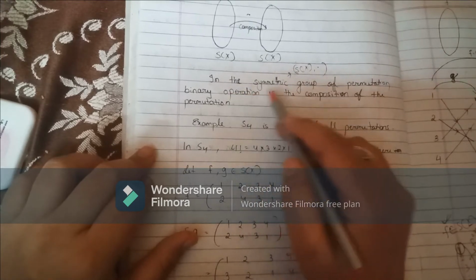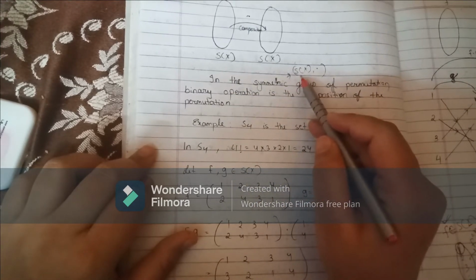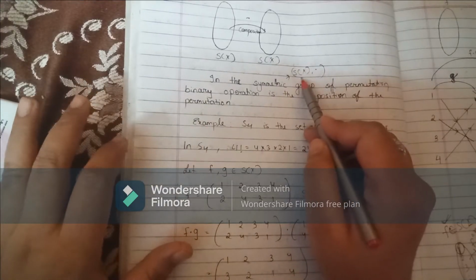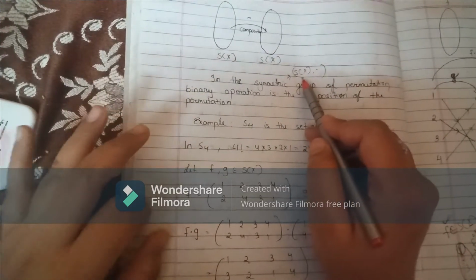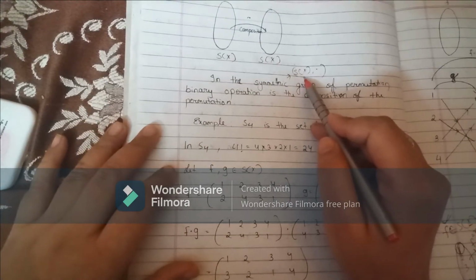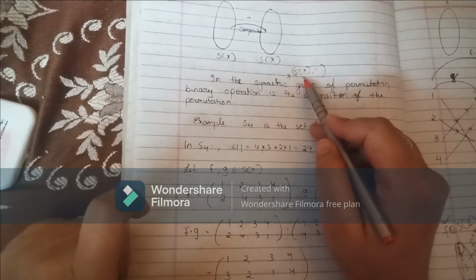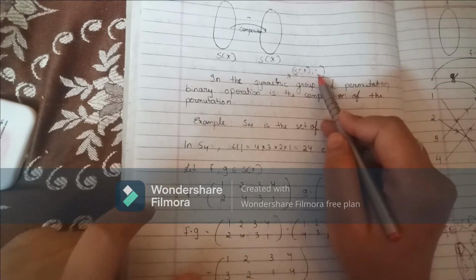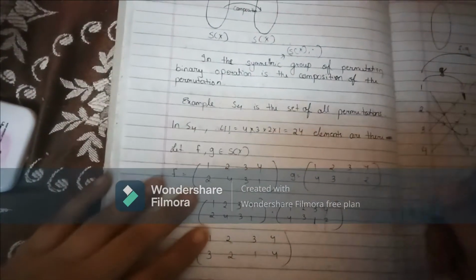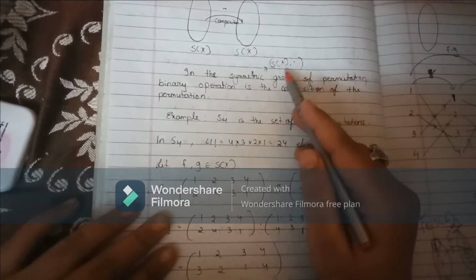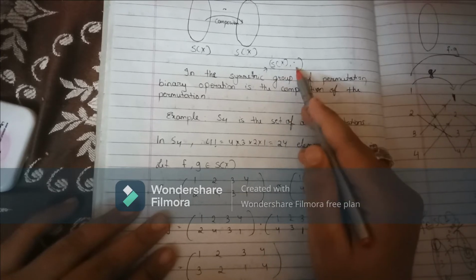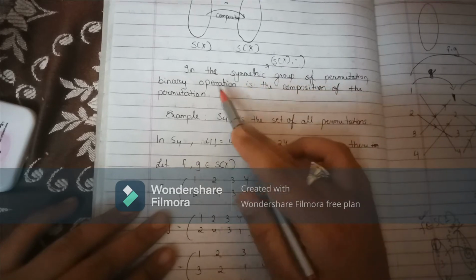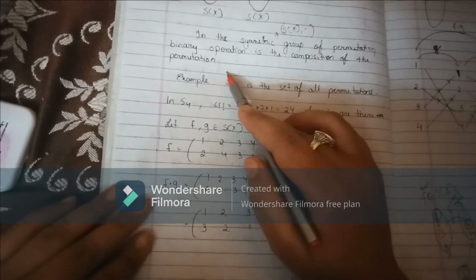So in the symmetric group of permutation, we can write the symmetric group like this, and we know that a group is nothing but a set, right? And S of x consists of the permutations, right? And the operation is the composition. So this is the binary operation and this is the set, and together this is called the group. So in the symmetric group of permutation, the binary operation is the composition of the permutation.